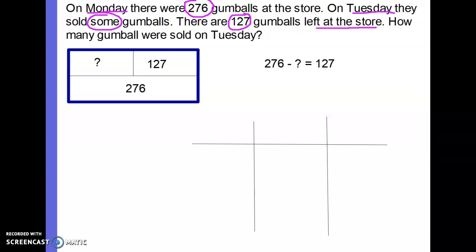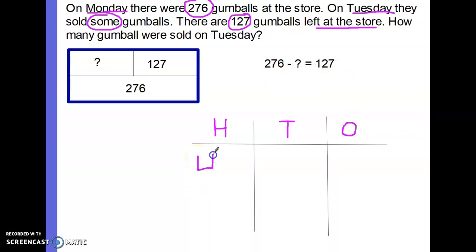We're going to use place value this week to help us solve our subtraction equations. So we're going to start off by making our HTO chart. Now we're going to look at what number do we build first, or what number do we even build. When you're subtracting, you're only going to build your largest number. So if we look at our equation, our largest number is 276.